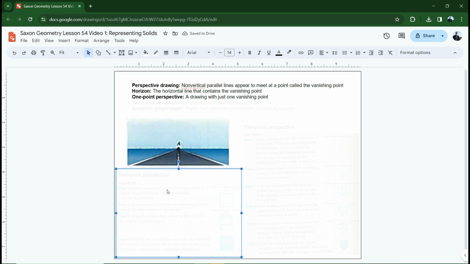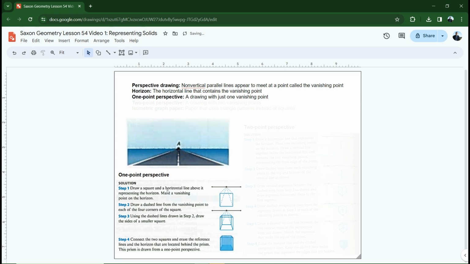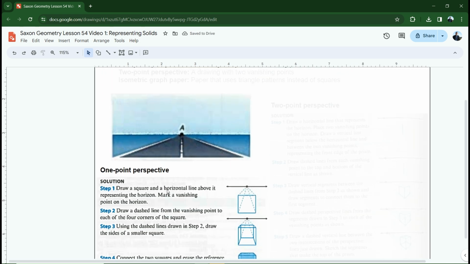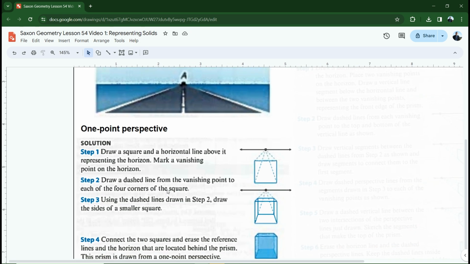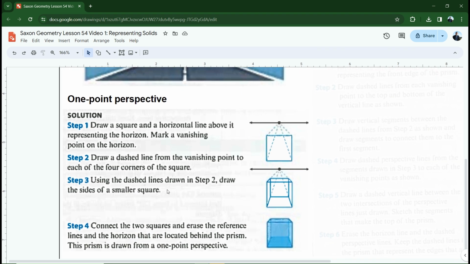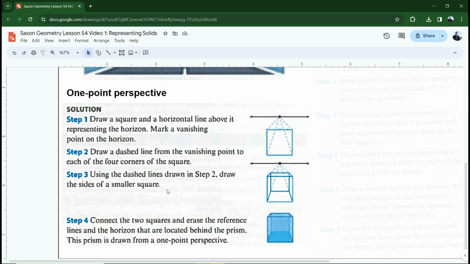Let's take a look at how to do a one-point perspective drawing. First of all, let's say you're trying to draw a rectangular prism in one-point perspective. You start by drawing a square and your horizon above it. Your horizon can be anywhere. You need to make a vanishing point on the horizon. In my example, the vanishing point is directly in the middle, but interestingly, you can make the vanishing point anywhere on the horizon.